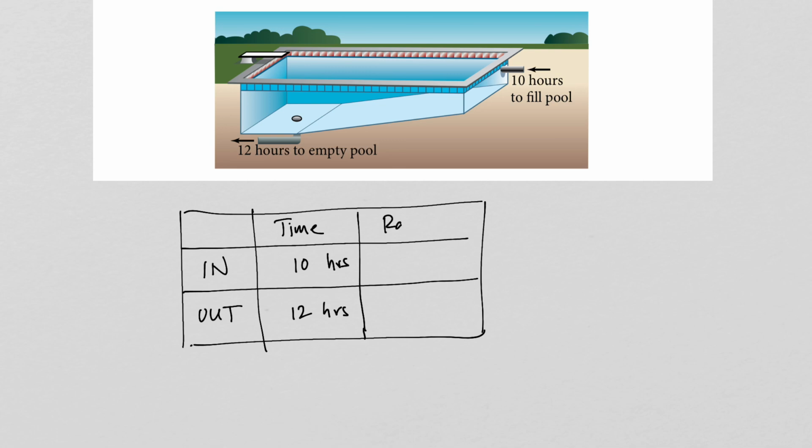Now from these, we are going to get a rate. Now a rate is going to be how much is done in 1 hour. So think about filling up a pool. If you're filling up a pool and it takes 10 hours to do it, then that means every hour you are filling up 1/10 of the pool. We simply take the reciprocal of this number. So the reciprocal of 10 is 1/10. And if it takes you 12 hours to empty a pool that's full, then every hour you would be emptying 1/12 of the pool. Okay?